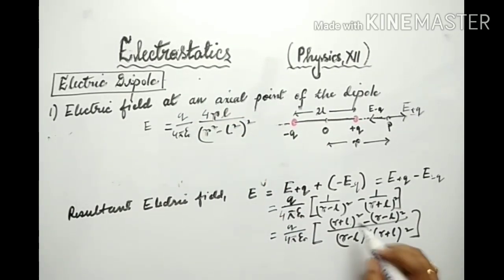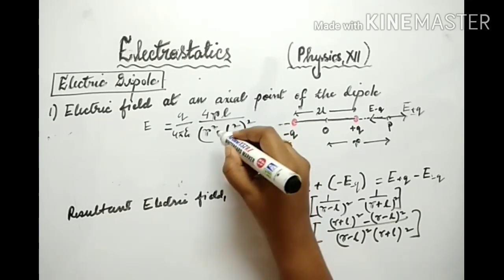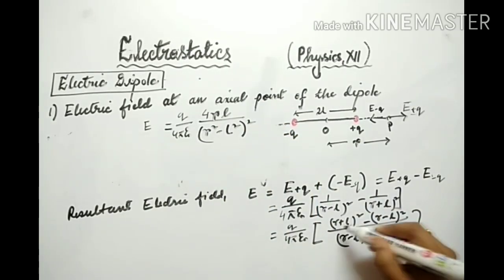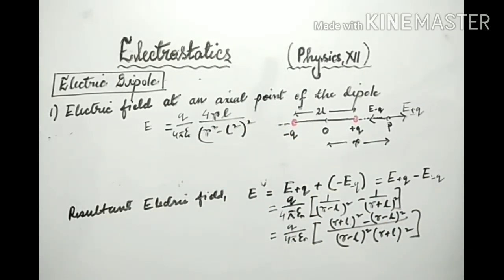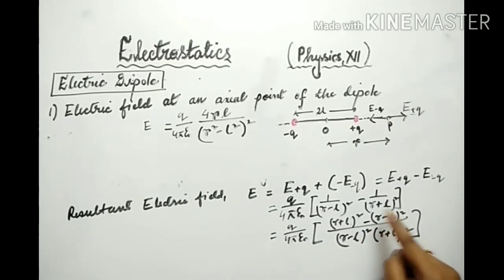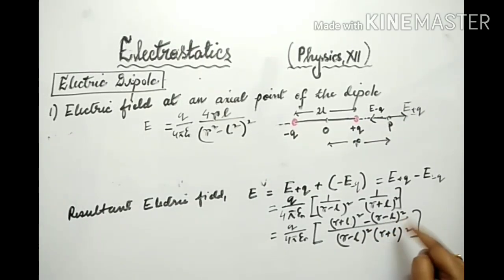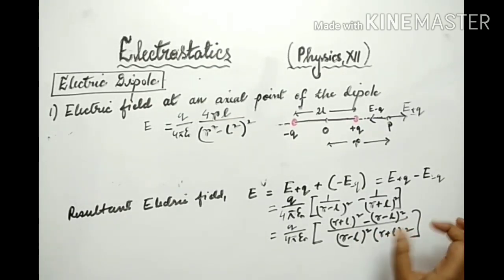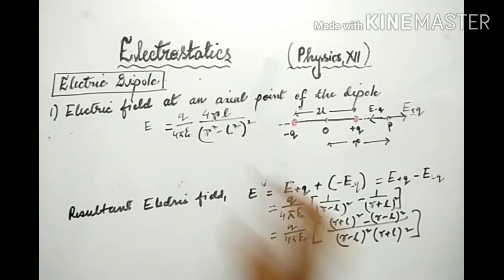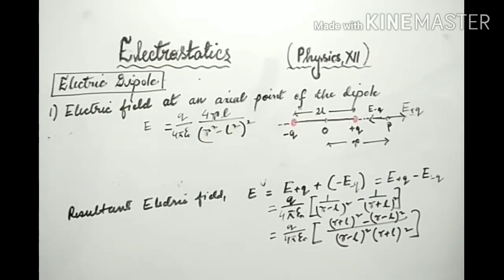Understood? If you don't understand how we got this formula, you can break it into parts. R square plus L square plus 2RL minus of again R square plus L square minus of 2RL. Then you see how many terms get cancelled, and finally you will get this 4RL. So this is the formula.